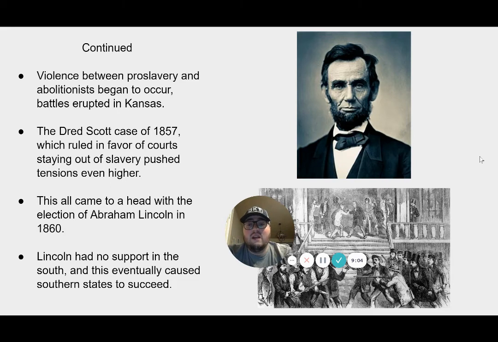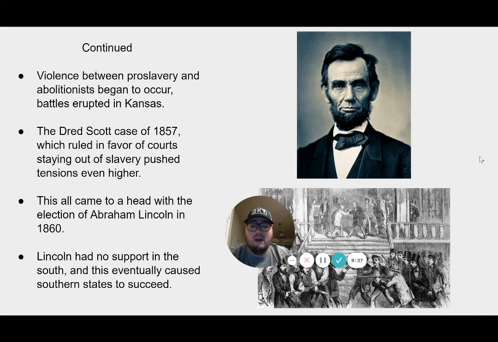Okay, the Dred Scott case, which was a Supreme Court case of a freedman, a freed slave that escaped north all the way up into Canada. At this time in American history, if you were a freed slave or a slave that escaped, you could eventually get tracked down by your captors. So the Dred Scott case of 1857, which ruled in favor of courts staying out of slavery, pushed tensions even higher. Even though Dred Scott was a freedman, he had to eventually go back to his plantation.